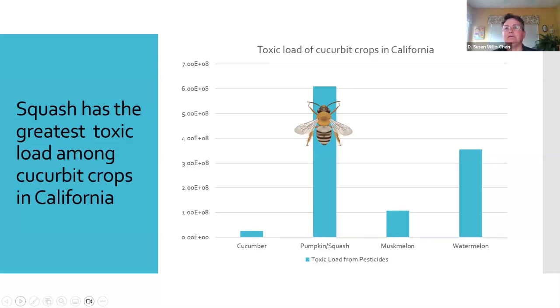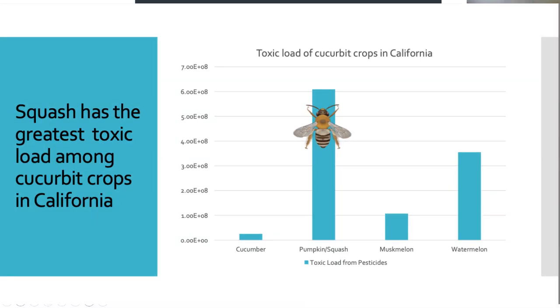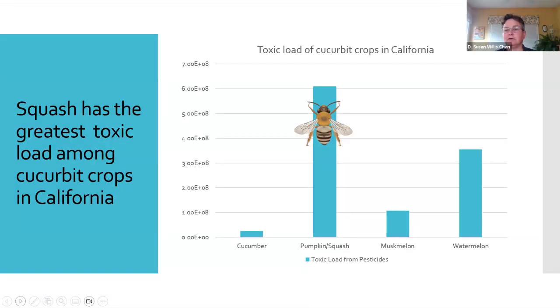Now, let's look at the pesticide side of things, when you get to that very top of the triangle and you have to apply a pesticide. First of all, if we look at the toxic load of cucurbit crops in California, pumpkin and squash definitely have the highest toxic load. What that means is the pesticides used in these crops are the most toxic pesticides among all of these cucurbit crops. Unfortunately, pumpkin and squash are the cucurbit crops that squash bees associate with most strongly, for all the reasons that I've already explained. So this should be a cause for concern.